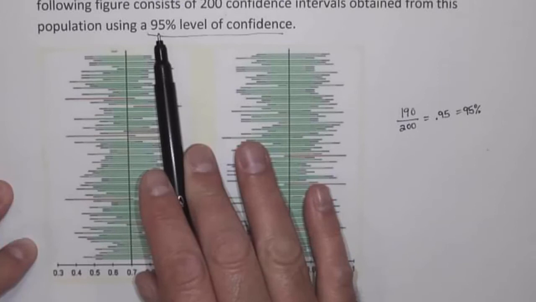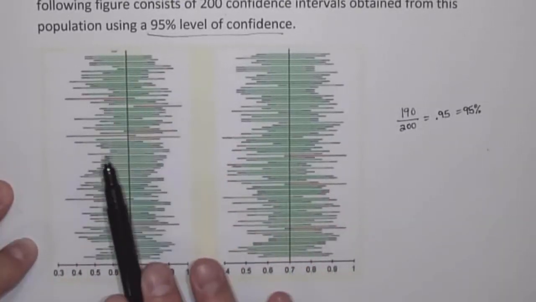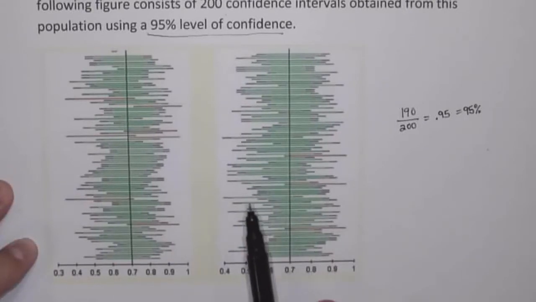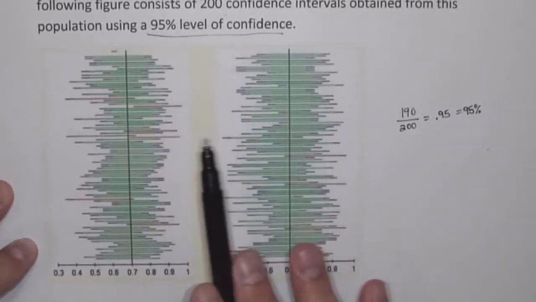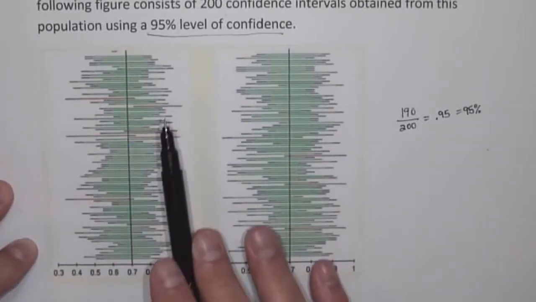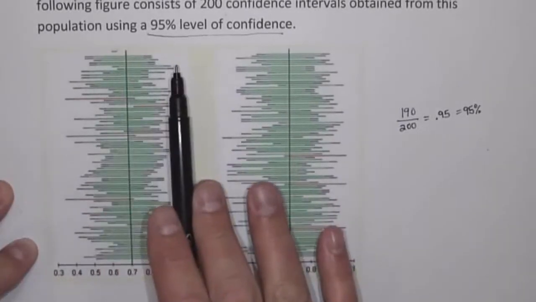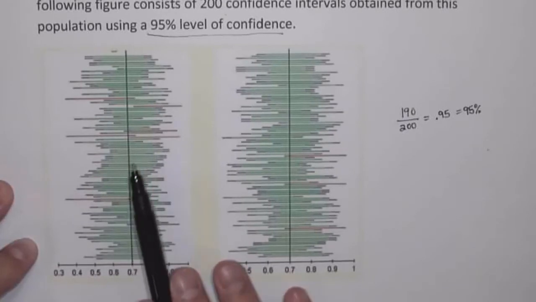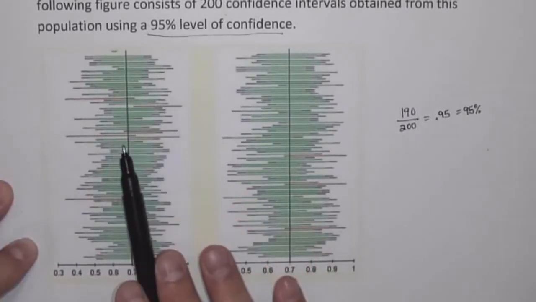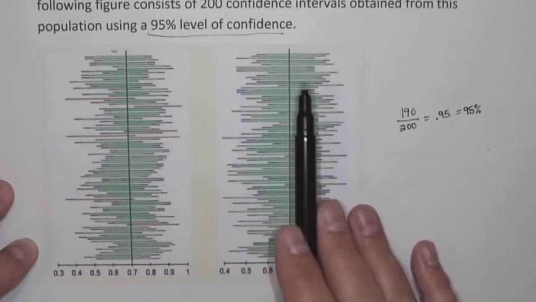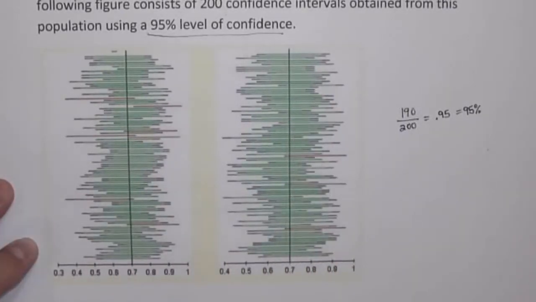So if we use a 98% level of confidence, then that would mean that 98% of the time our statistical methods would give us an interval that contains the true parameter. We could do 90% confidence. Again, that would mean that 90% of the time our methods would give us an interval that contains the true parameter. So why wouldn't we just always use, say, a 98 or a 99% level of confidence?